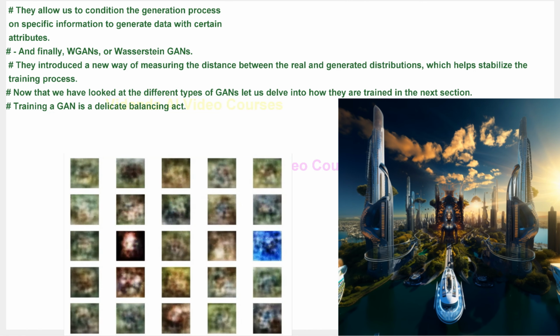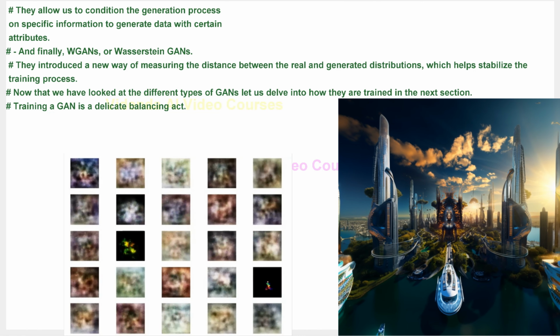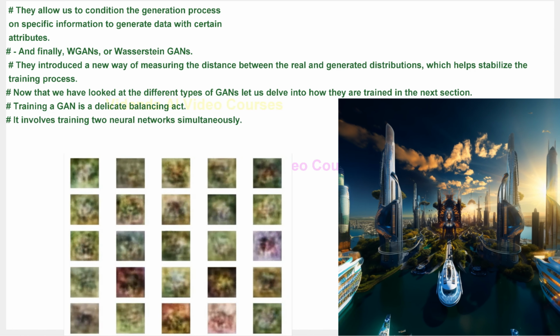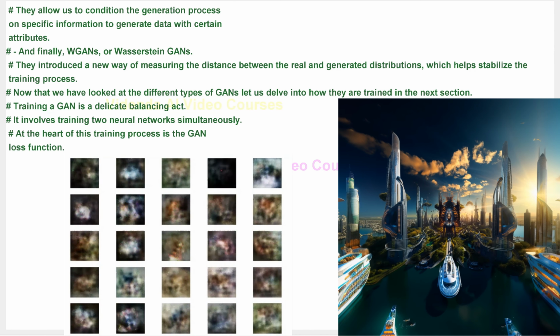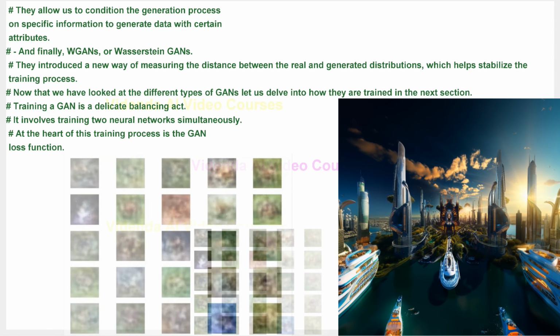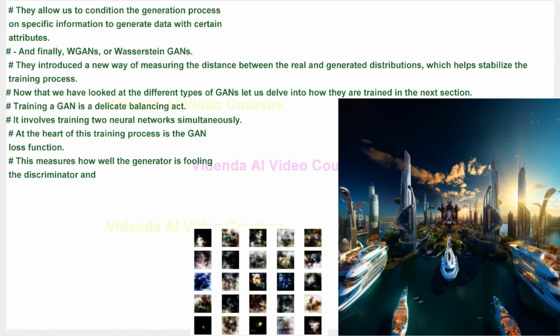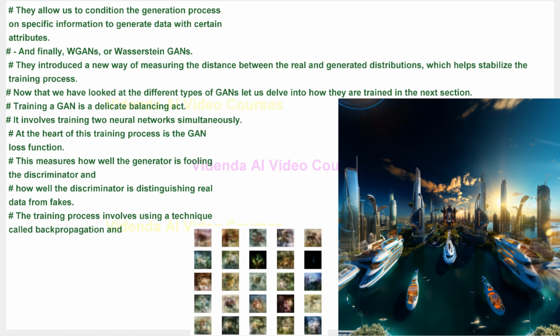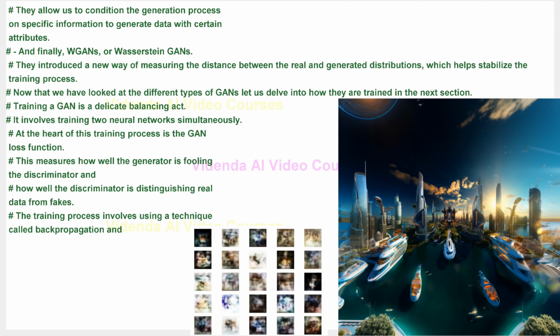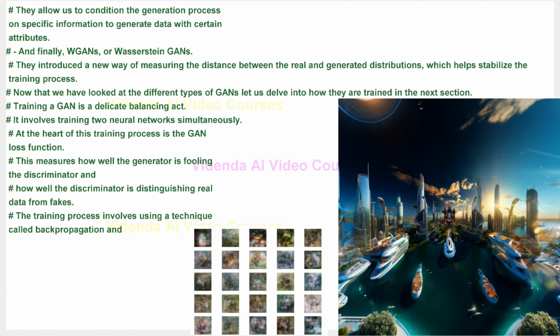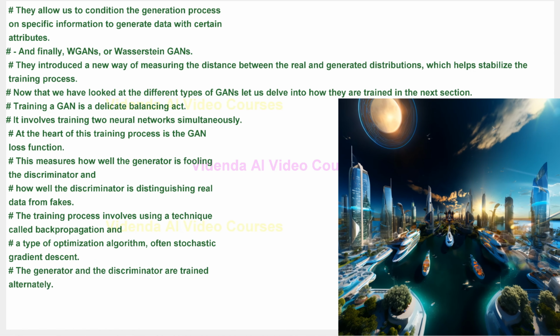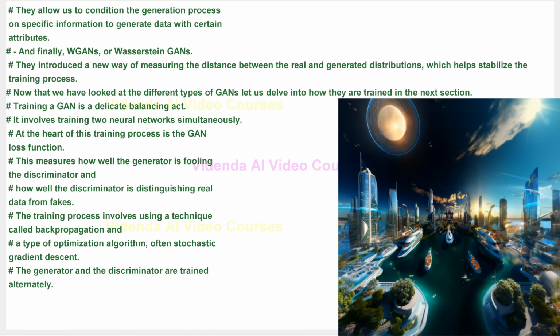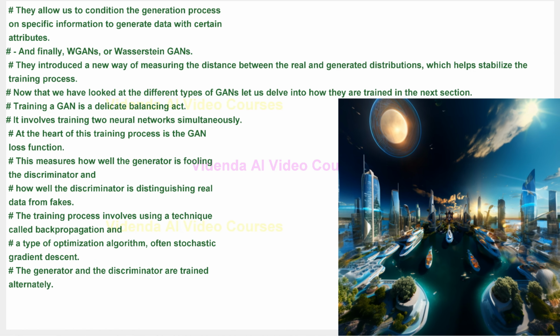Now that we have looked at the different types of GANs, let us delve into how they are trained in the next section. Training a GAN is a delicate balancing act. It involves training two neural networks simultaneously. At the heart of this training process is the GAN loss function. This measures how well the generator is fooling the discriminator and how well the discriminator is distinguishing real data from fakes. The training process involves using a technique called backpropagation and a type of optimization algorithm, often stochastic gradient descent. The generator and the discriminator are trained alternately.